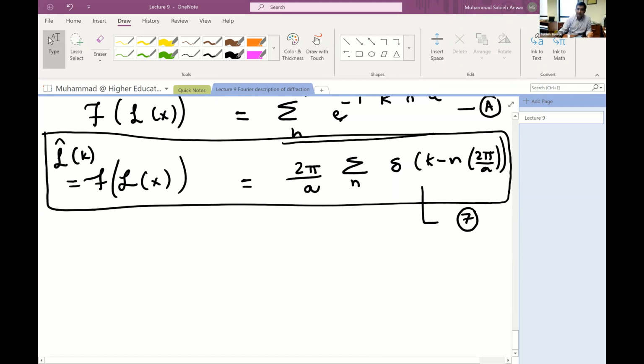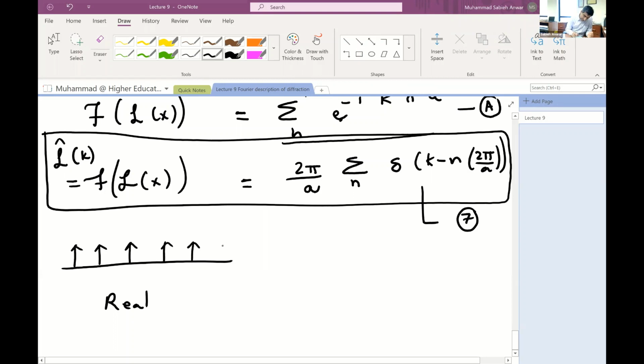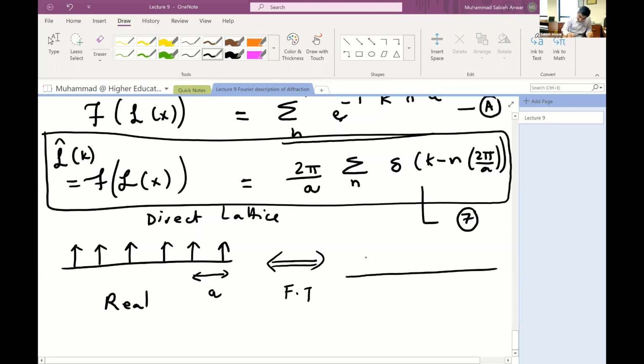So the summary here is that if I have in the real space a sum of Dirac delta functions, which is my direct lattice, and the spacing between these lattice points is a, then if I were to take the Fourier transform of this direct lattice, I will once again get a sum of Dirac delta functions.